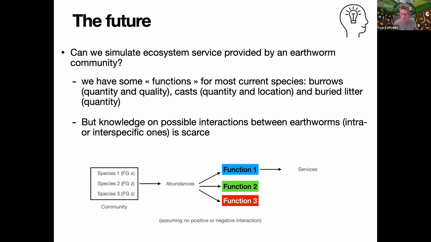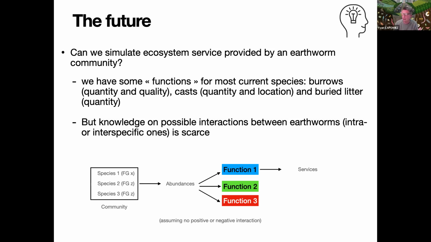Once again, it's good to have new groups, but you have to prove that they can be used efficiently. And the first point I want to present here is that we measure somehow soil functions for every species. It means that we know in one standard soil what a worm will burrow, how much it will cast, where, how much litter it will consume. It means we can relate these characteristics to functions.